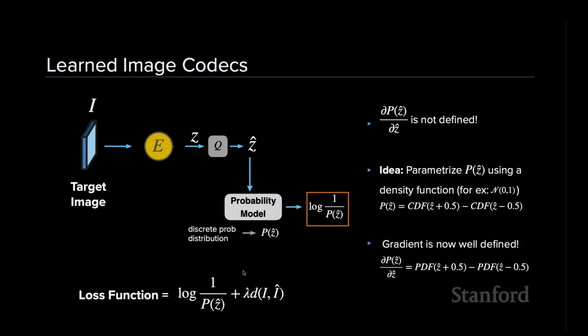Let's assume I didn't have this term in the loss function. I didn't care about the distortion, okay? This doesn't exist. Now I try to learn my encoder and decoder with a loss function which is just log 1 over p of z hat. And my p of z hat is defined as the CDF of z hat plus 0.5 minus this, for a normal variable. Okay. What do you expect my z hats would be?